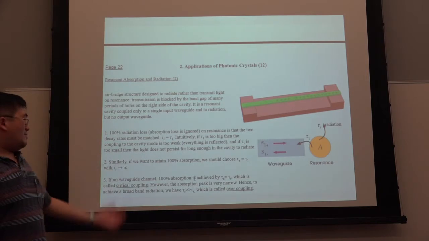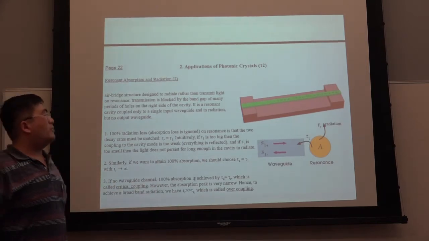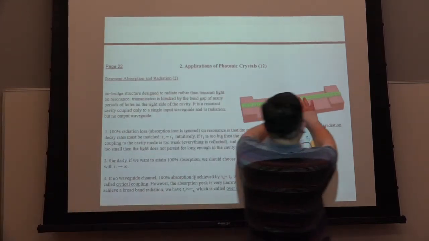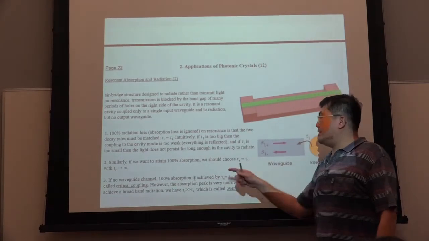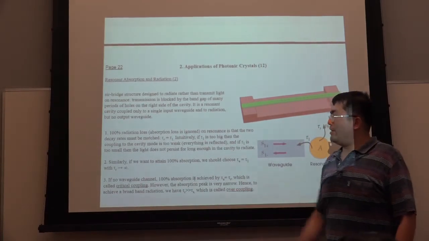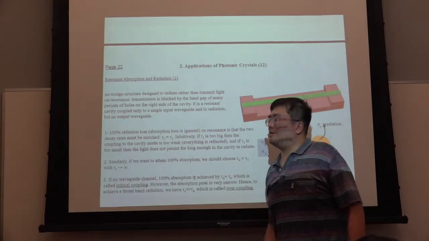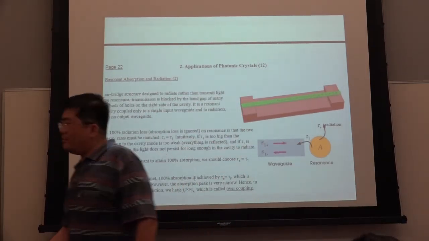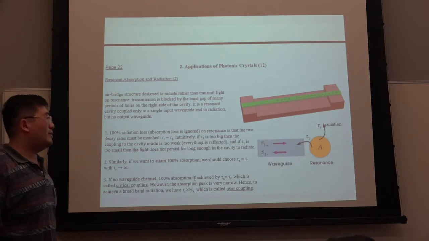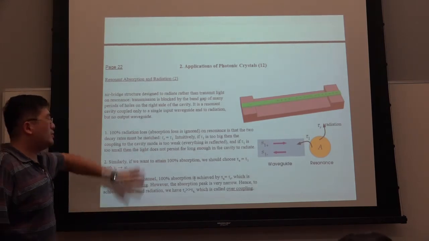There's a lot of other applications. If no waveguide channel, it only has absorption and radiation. When they are equal to each other, they also can achieve 100% absorption. Everything is same. It's called critical coupling. You can read part by yourself. It's not difficult.